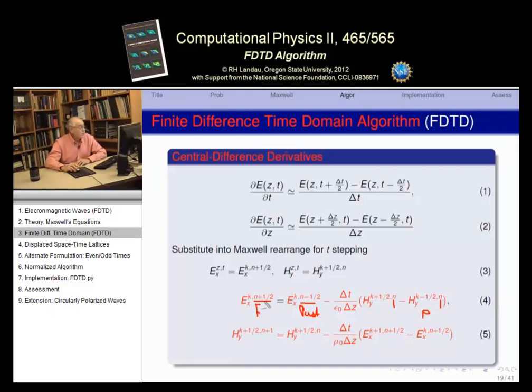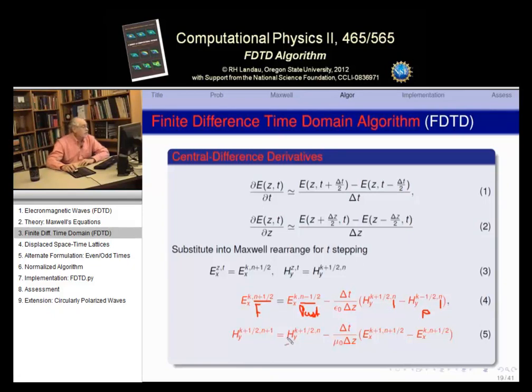We go ahead to the future by using the electric field at the past and the present values of the magnetic field. So this is how they're coupled together. In a sense, the algorithm gives you a very good indication of how Maxwell's equations work. It's the space variation in the past of the magnetic field which drives the future electric field.